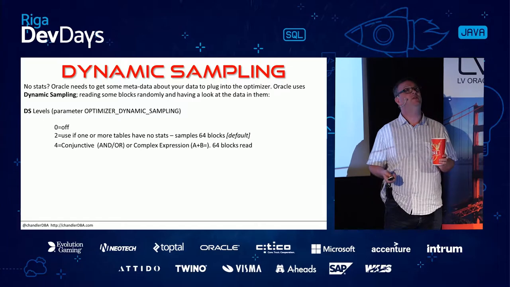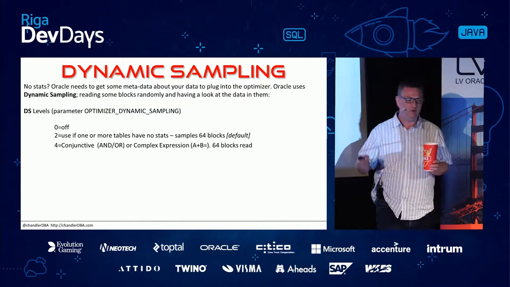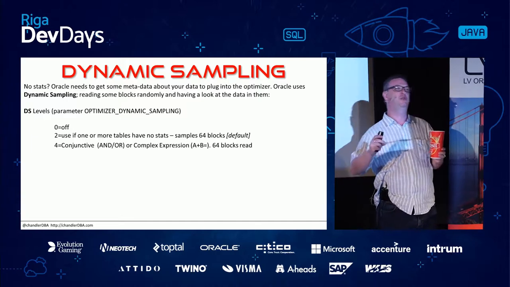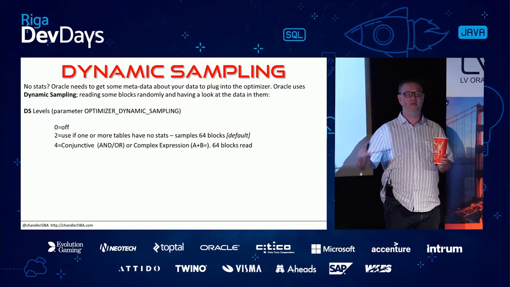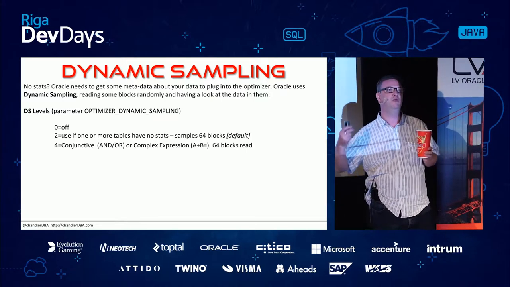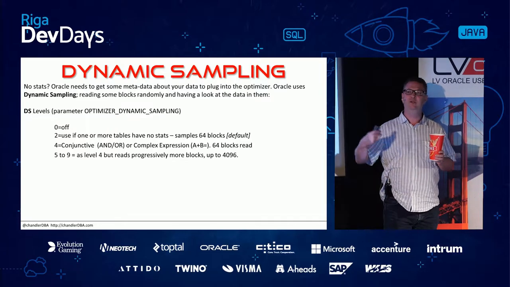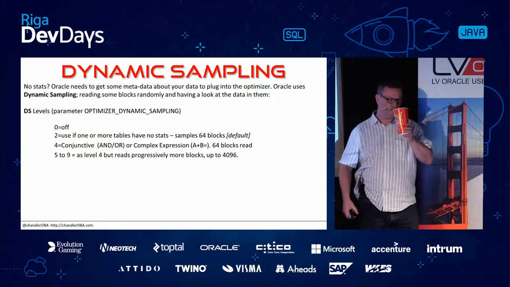So what about no statistics? Well, if we've got no statistics, Oracle uses a cost-based optimizer. And that means that it needs statistics to function. So what it does is it goes and randomly samples some blocks in your database and uses the data that it finds in there as representative statistics.